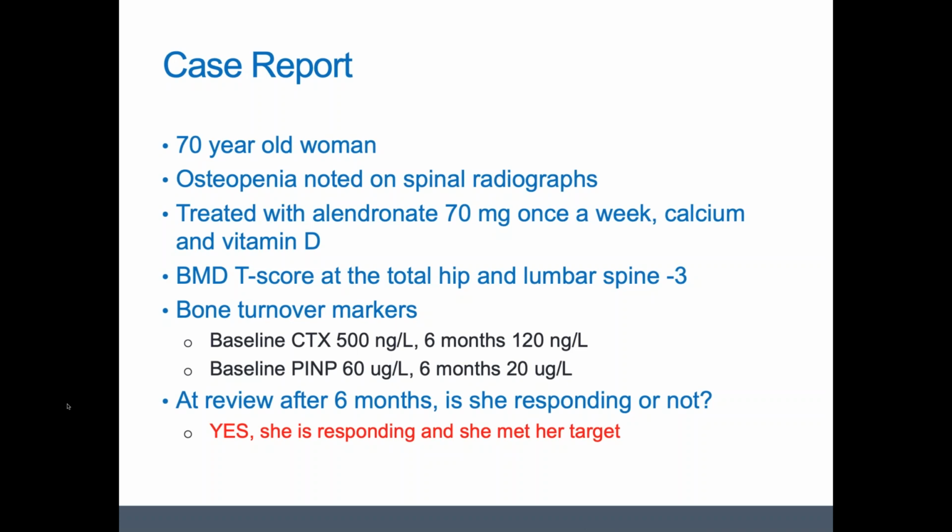So to go back to our case report, then we've noticed that she has decreased her CTX from 500 down to 120. She only had to decrease by 100, and she's decreased by a lot more than that, 380. And so that's a really good response. And she's below the healthy young mean, which is 280. So we're quite happy that she's responded with CTX, and with P1NP, she's decreased from 60 down to 20. She had to get below 35, and she had to go down by more than 10. So she's met her response and her target.